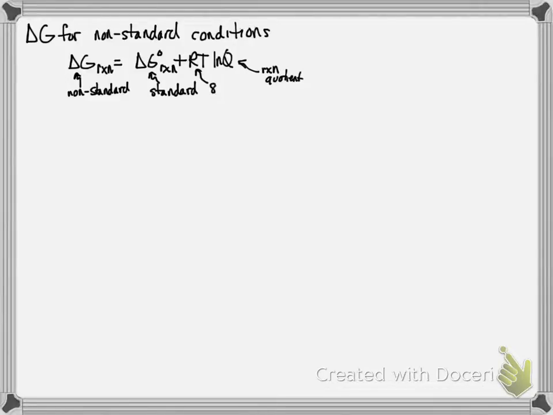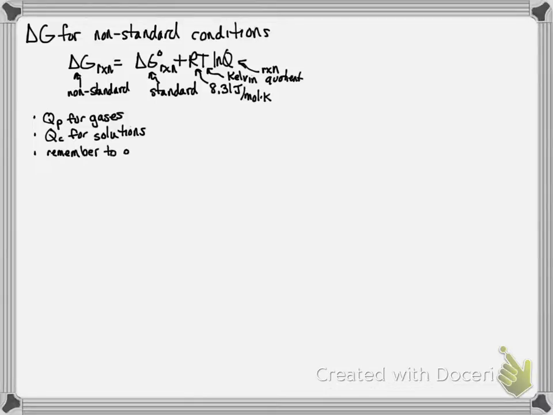The Q, of course, is our reaction quotient. R is the 8.31 joules per mole Kelvin version of R. And then temperature, of course, must be in Kelvin so that it's going to work with the units for R. For Q, if it's gases, it's going to be a QP, so you're just going to work in pressures. If it's solutions, molarities, then it's going to be QC, so you're working in molarities. Remember, you're going to, of course, omit solids and liquids for any of those Q expressions.